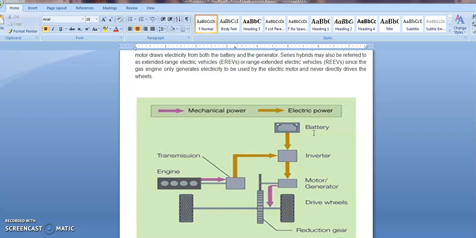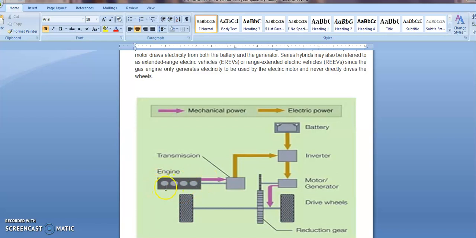Series hybrids may also be referred to as extended range electric vehicles or range extender electric vehicles, since the IC engine only generates electricity to be used by the electric motor and never directly drives the wheels. Here in this diagram we can find this easily. So these are the components which are fitted in a series hybrid electric vehicle.